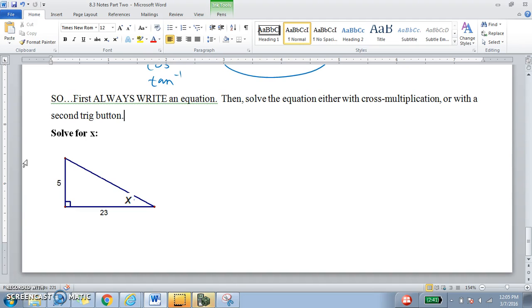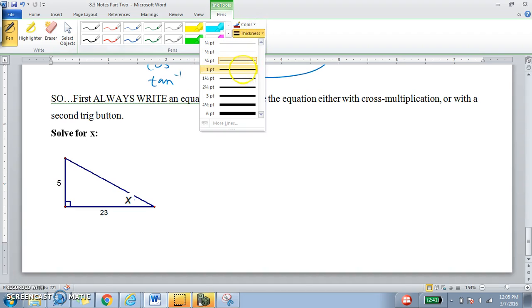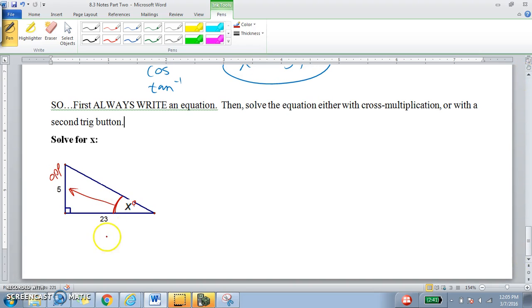Okay, and for this last one, this is the same situation, just using a different trig ratio. So if we have, this is the angle we're trying to find, so we would call this x degrees. This side is opposite. The 5 is opposite from that angle, and the 23 is adjacent to it. So opposite and adjacent means we're using tangent. So we would say the tangent of x equals opposite 5 over 23 adjacent.